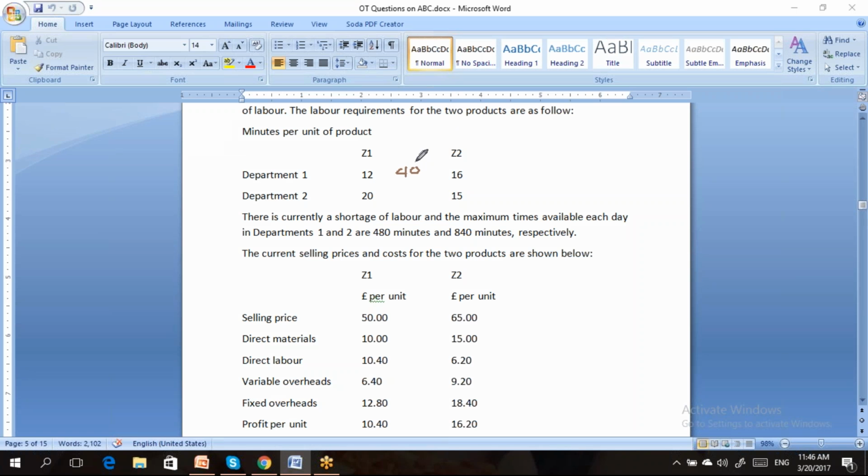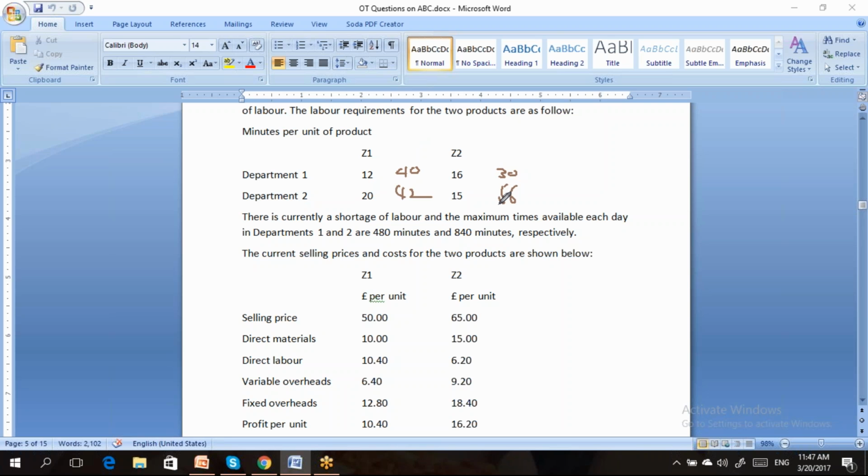Correct? Department 1. Because they can only produce one of the products at a time, if they produce only Z1, they can only produce 40. If they produce the other one, 480 divided by 16, 30. Similarly, if you look at the 840, department 2, if they produce product Z1, 840 divided by 20, 42. 840 divided by 15, 56.